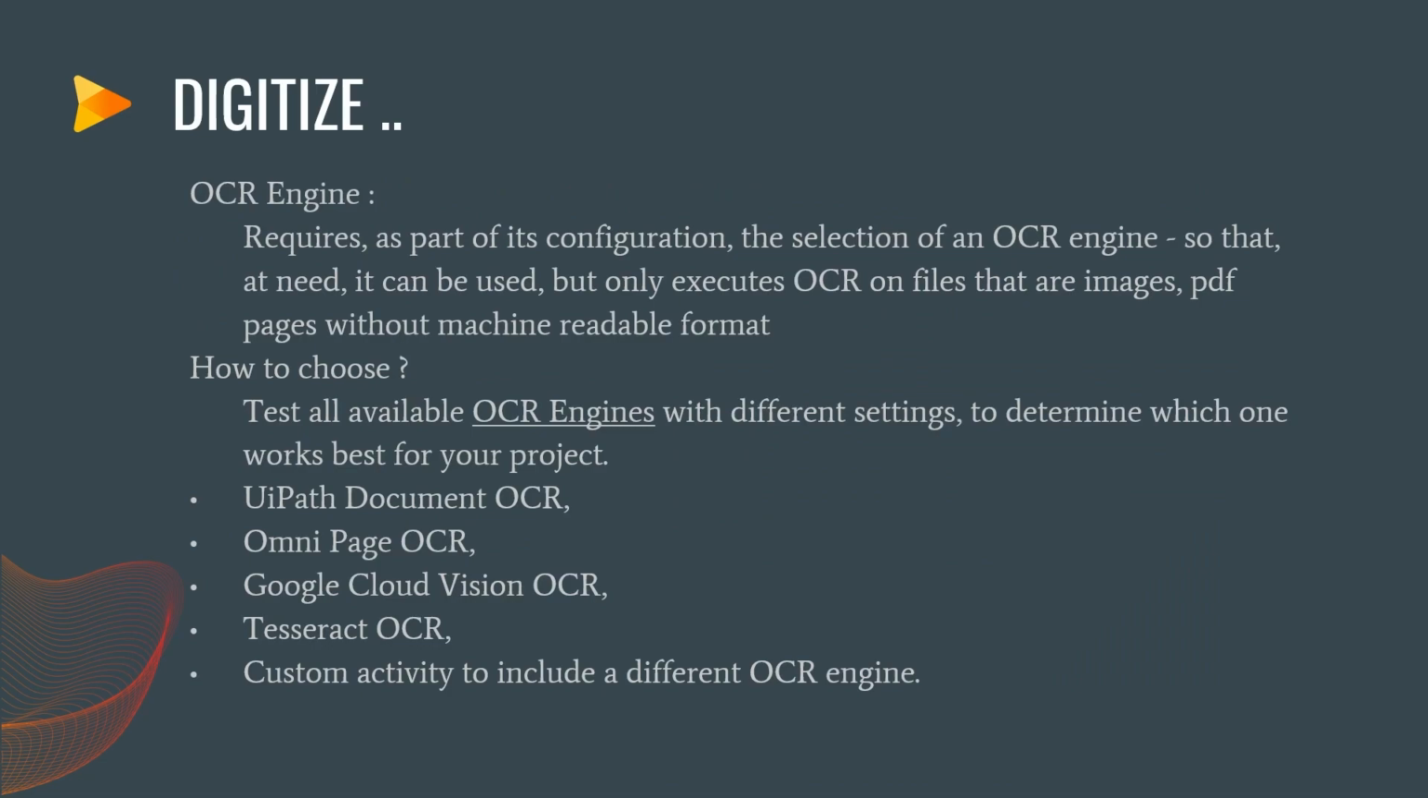It is just there in case your PDF has images. In that case, if you have to read the data from the images, then the OCR engine comes into the picture, and using that OCR engine, it extracts the information from that PDF. So mainly when it is not in a machine readable format, the OCR engine kicks in. How to choose an OCR engine? Try out all the OCR engines we have, play around with the settings and see which one fits your project. These are the types that are available. You can test all of these.